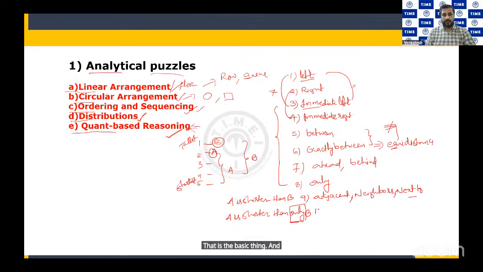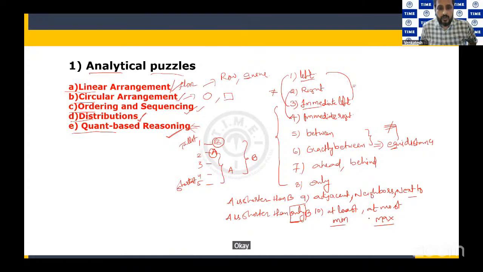And some other important terms like at least, at most. At most means a maximum. At least means a minimum. All these terms will help you. Without knowing this, solving the questions is not possible.